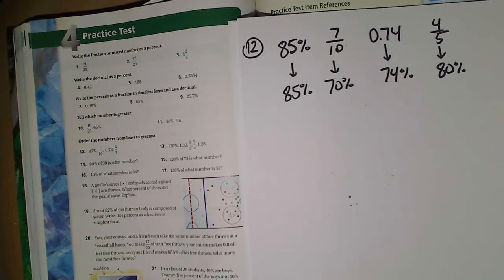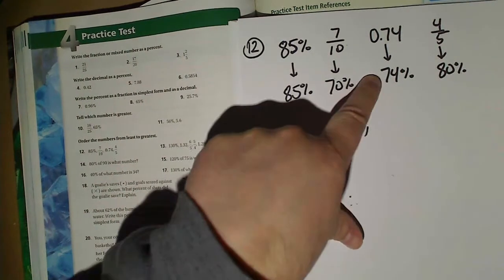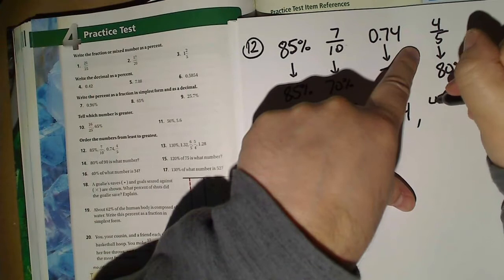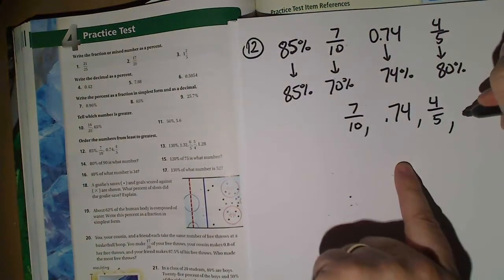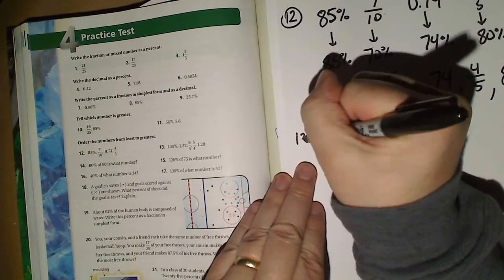So now putting them in order from least to greatest, the smallest is 7/10. Then next would be 74 hundredths. Then we'd have 4/5. And finally, we'd have 85%. That's the order from least to greatest. Moving on to number 13.